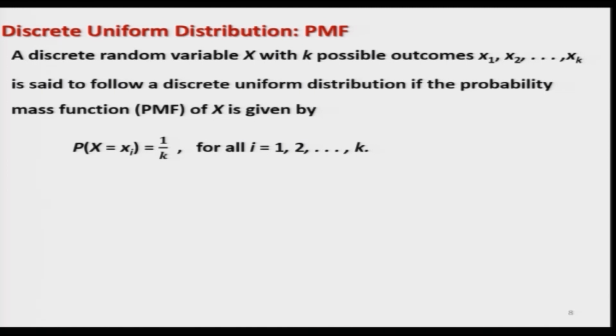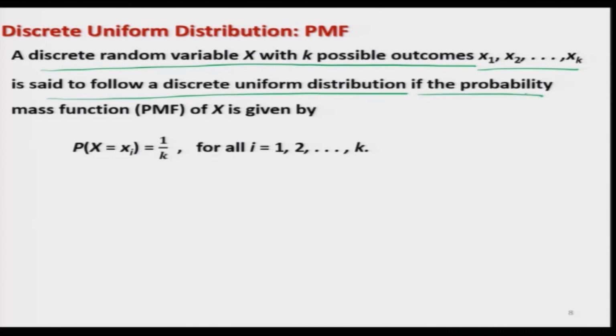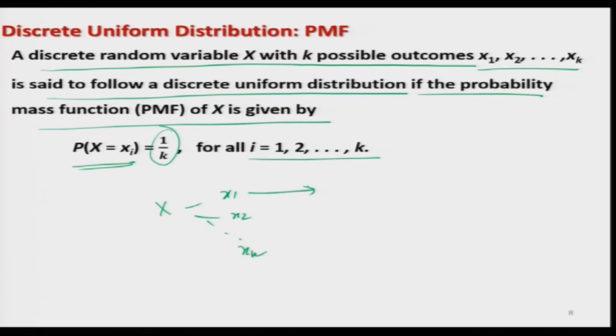Now I can say that a discrete random variable x with k possible outcomes, say x1, x2, up to xk, is said to follow a discrete uniform distribution if the probability mass function of x is given by the probability that x equals xi is equal to 1 upon k for all i going from 1 to k. That means x takes the value x1 or x2 or up to xk, and the probability of occurrence of each event is always 1 upon k.